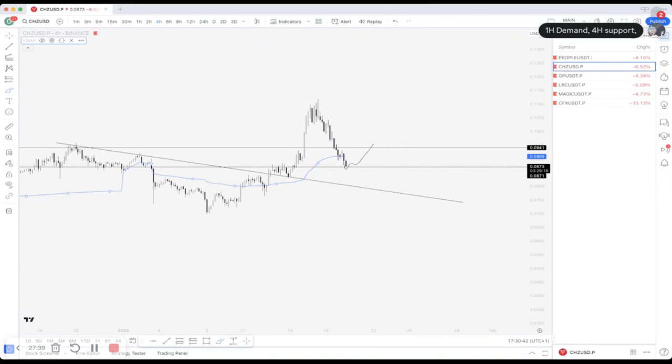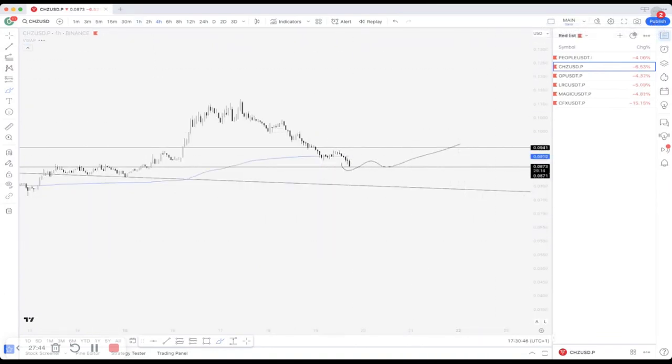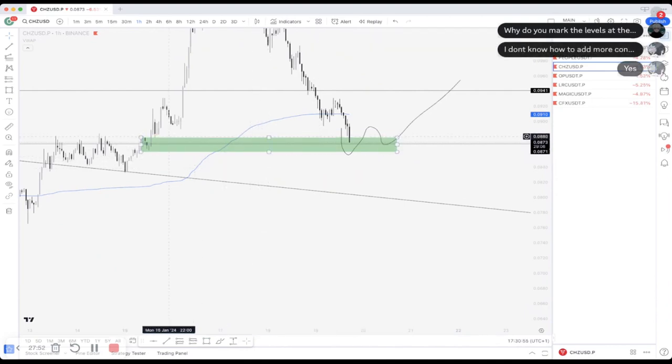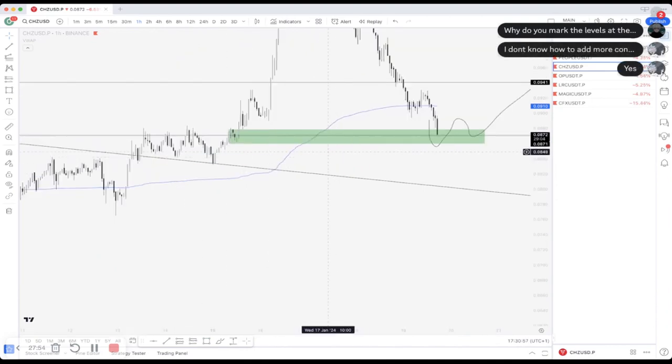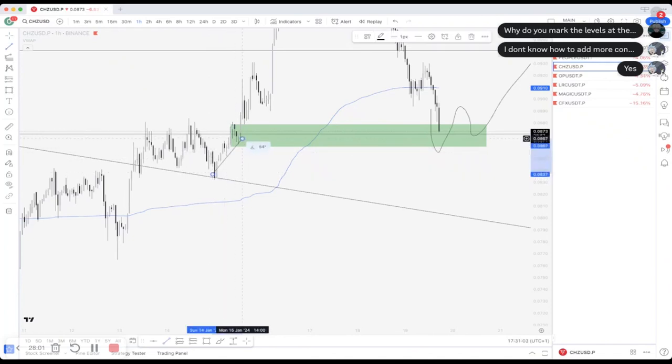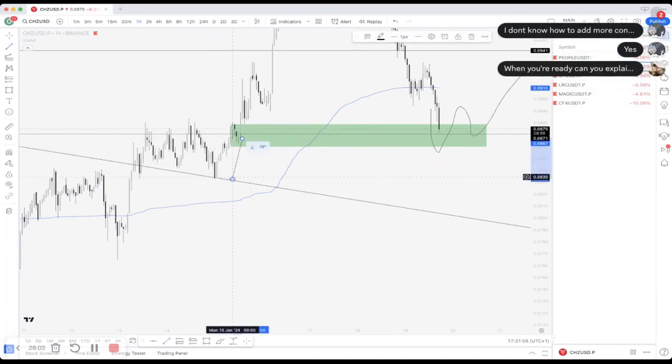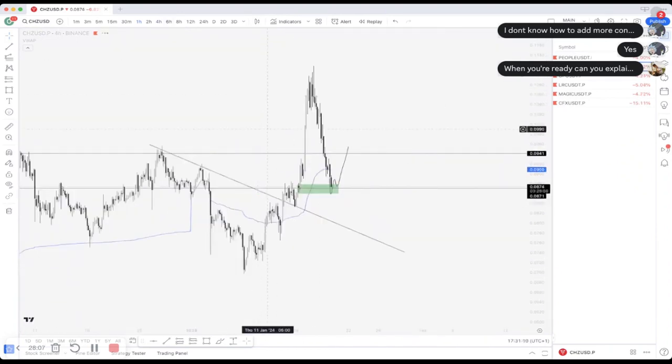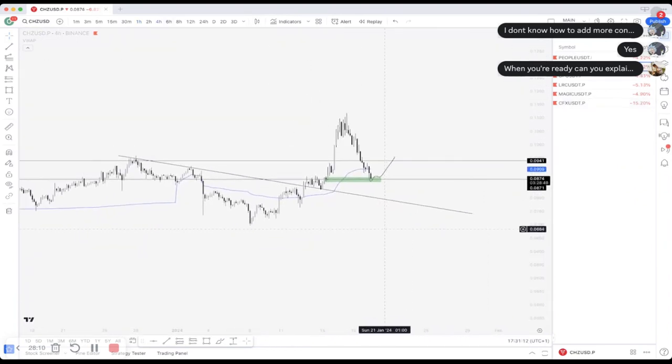One hour demand, 4 hour support. Yes, so it's this support and 1 hour demand. Let's see if I agree with you. You're meaning this zone, right? I don't disagree with you. It's a solid demand. Not as much displacement as I'd like, just because this isn't really displacement, it just moves up. You want to see something like this instead. But overall, still a valid demand zone. So longing here isn't a terrible idea at all.